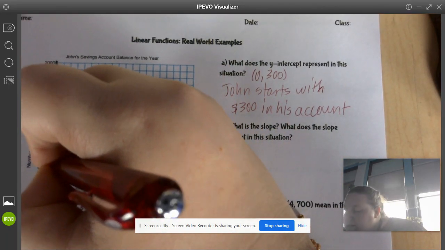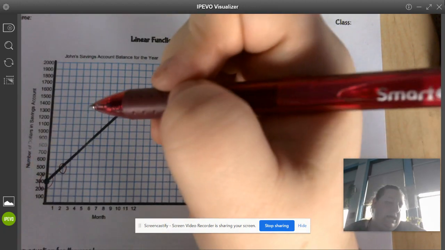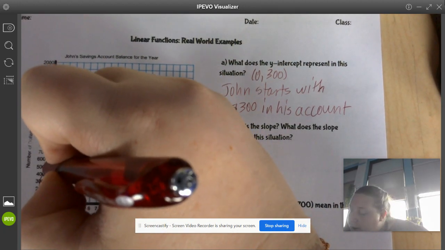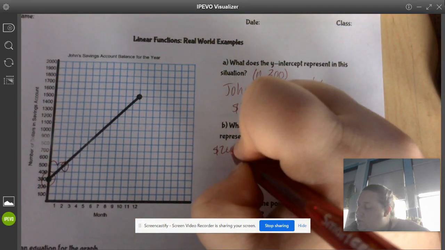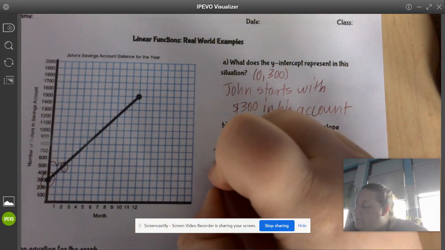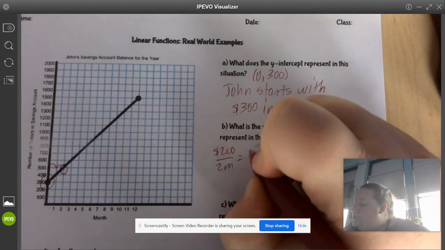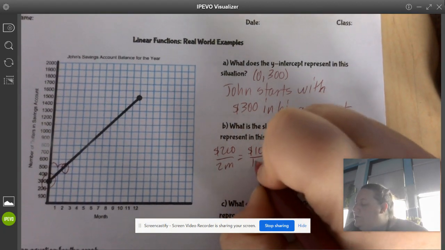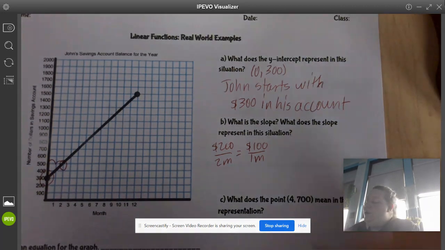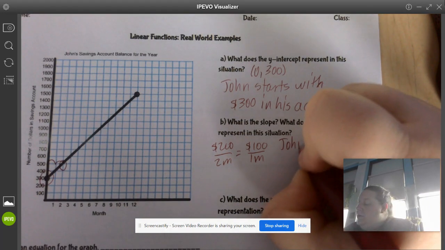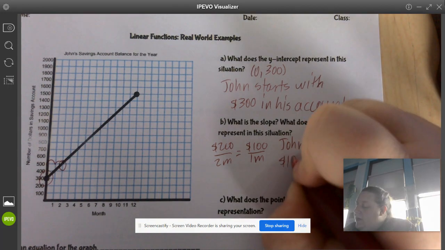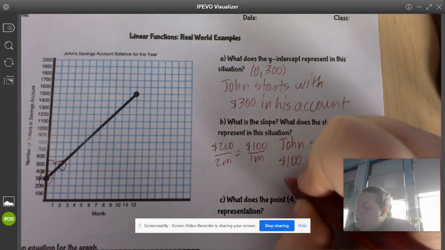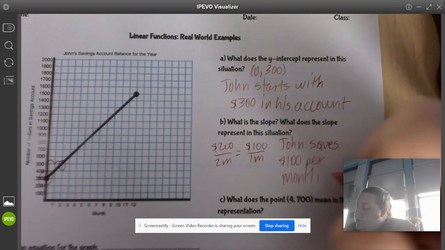So notice this is going up by 100. That's the increment on the y. It's going up by 2 and then over by 2. So that's $200 that it's increasing by over 2 months. So he is saving $100 per month. Okay. So John saves $100 per month. So that's the rate that it's changing at.